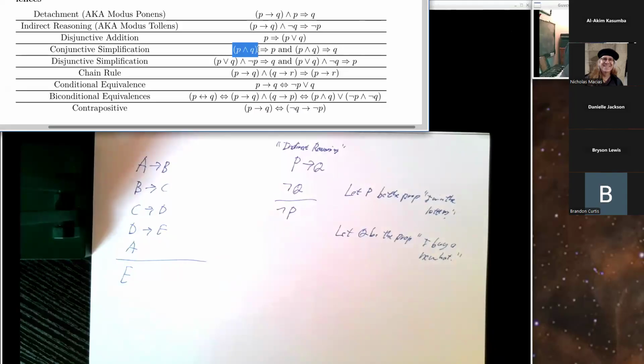Conjunctive simplification. If I win the lottery and I buy a new hat, then I win the lottery. Right? If it's Wednesday and it's sunny, you can conclude that it's Wednesday. If it's Wednesday and it's sunny, you can conclude that it's sunny. So that's just saying if both of these things are true, then each one of these things is true individually. That's kind of the definition of what an and means.